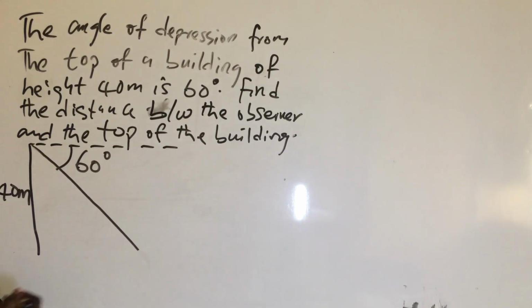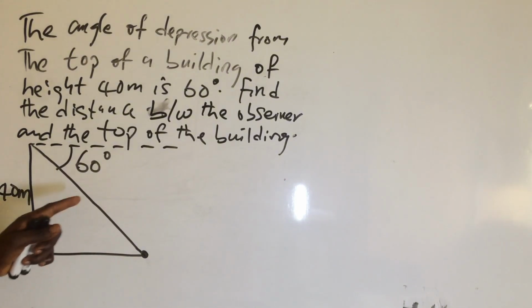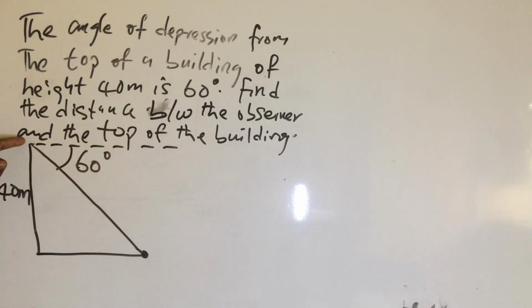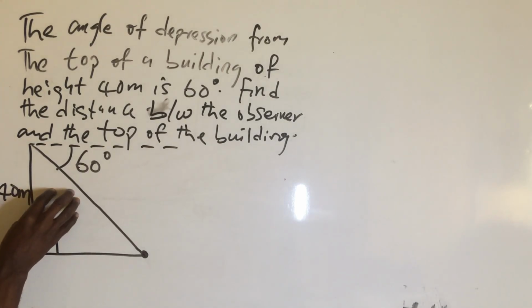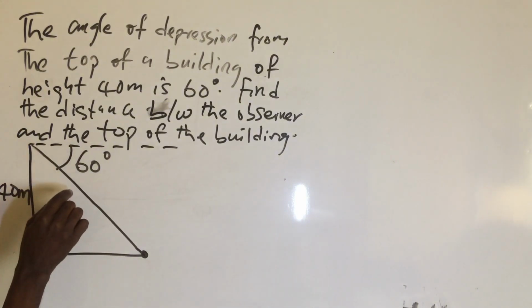So, let's say the observer is somewhere here. Here is the point of the observer, okay? The question is looking for the distance between the top of the building and the observer, which is from here to here, okay? Here is our 90 degrees, right? Now, it has formed this triangle, okay? Then from here to here is 60 degrees.